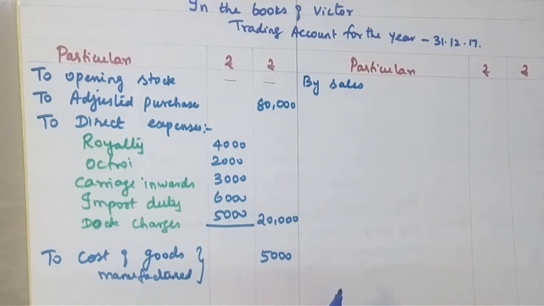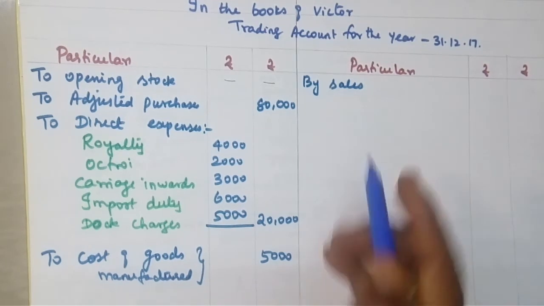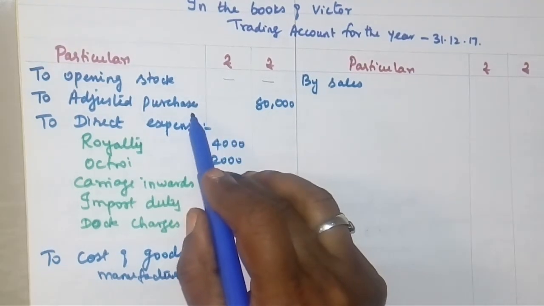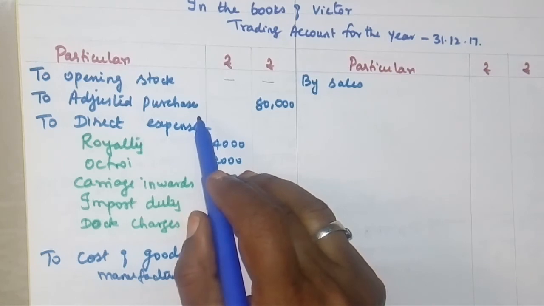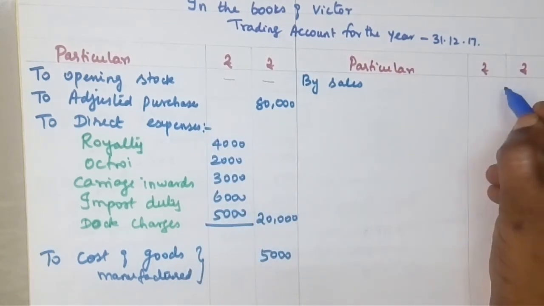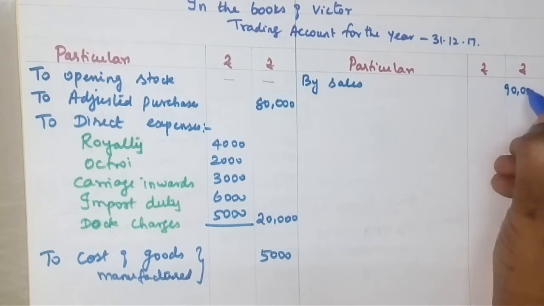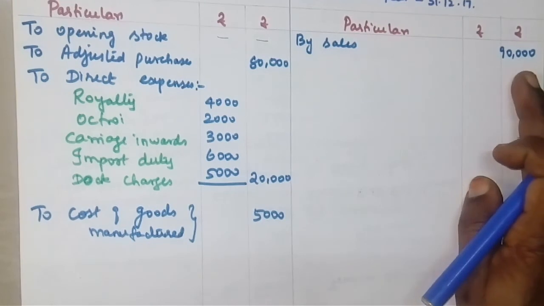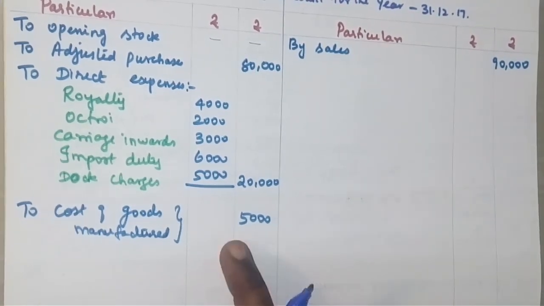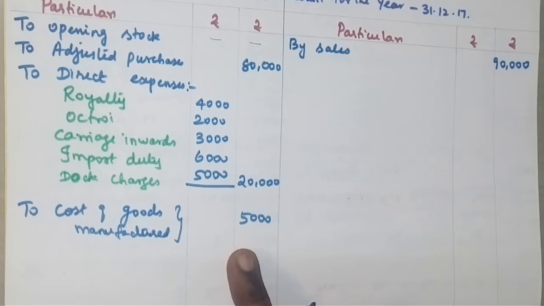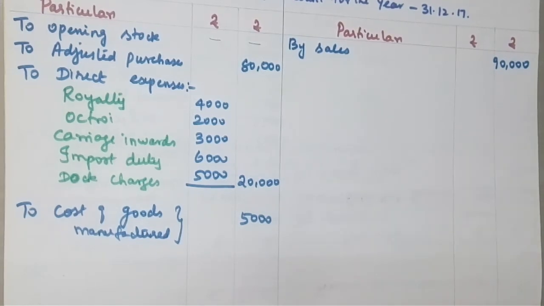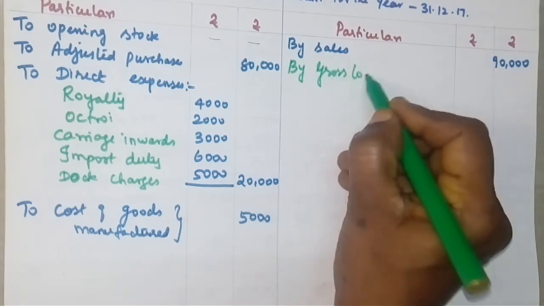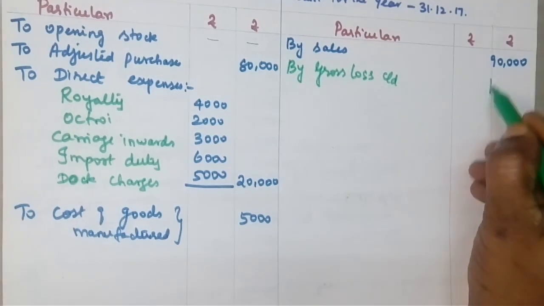And now coming to the credit side of the trading account, we have to write only the sales. We are not supposed to write the closing stock because they have given adjusted purchases. Okay, so sales evlo kuduthirukanga, 90,000. We can put it in the outer column, right? இப்ப பாத்தீங்கன்னா இந்த சைடுல 1,05,000 வருது, credit side la 90,000 வருது. That is excess of debit. அப்ப excess of debit அப்படின்னா it is a gross loss. So we have to write it in the credit side by gross loss, carried down. We will find out the amount now.